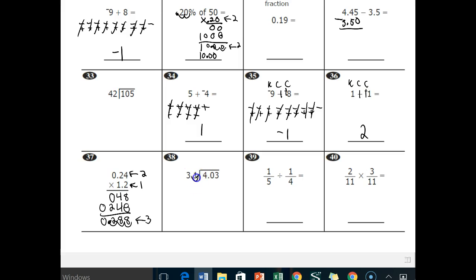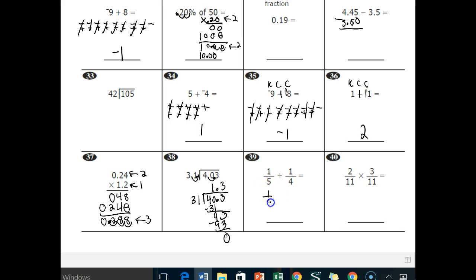Number 38, remember to swoop your decimals and then ask yourself, all right, 31 goes into 40.3. How many times? Well, 31 goes into 41 times. You can get 9 left over, 93. 31 goes into 93 3 times. And get 0, 1.3 is your answer.